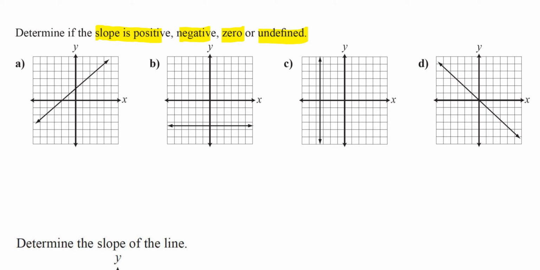Let's go ahead and start the homework questions on section 4.1. And for this particular section of the homework, we will start off with question number 3. And for this problem, I need to determine if the slope is positive, negative, 0, or undefined.